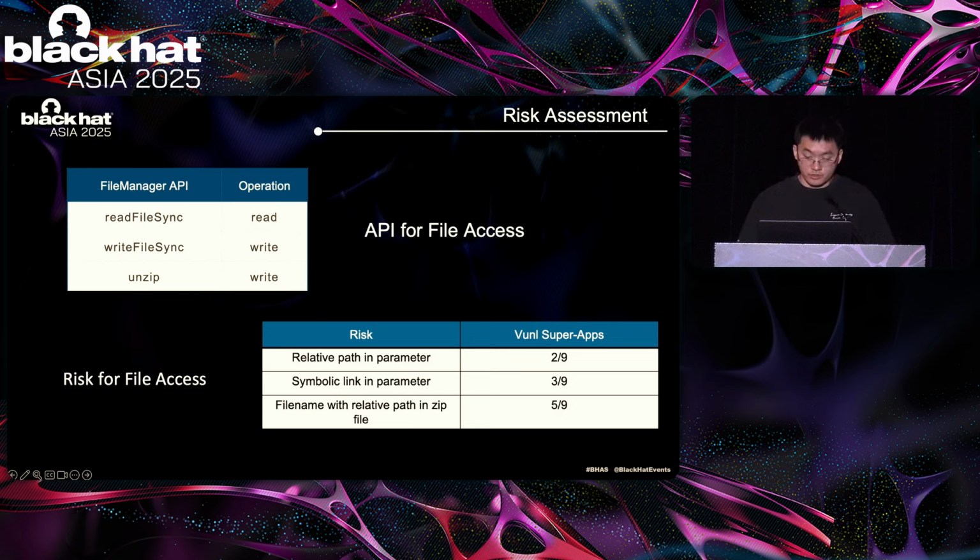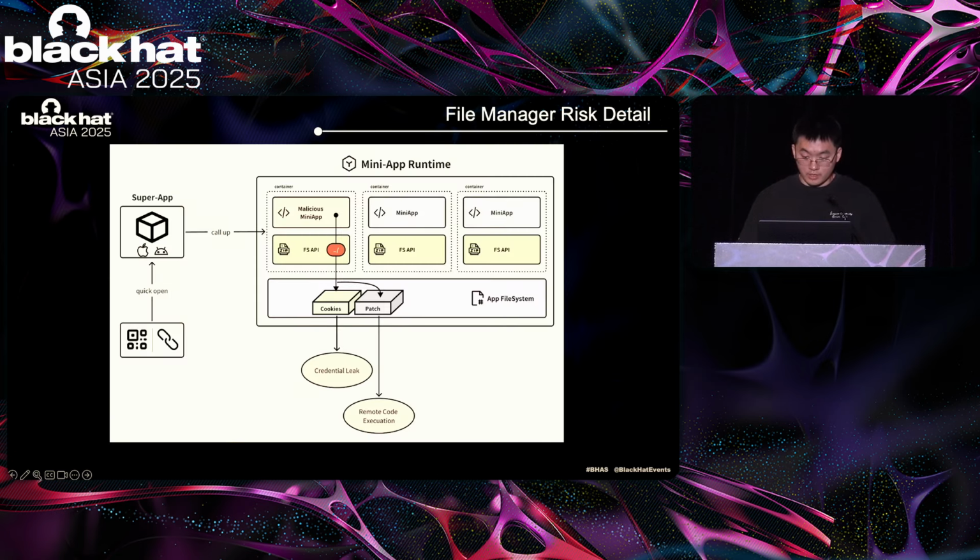According to our assessment results, we found 2 apps have path traversal risk in permission and parameter input. 3 apps are affected by symbolic link attacks, and combining unzip and symbolic link attacks, 5 apps are vulnerable. This diagram shows the complete attack process. A host super app can run multiple apps, in this picture with their file systems isolated by permissions. The attack purpose is to access files outside the sandbox.